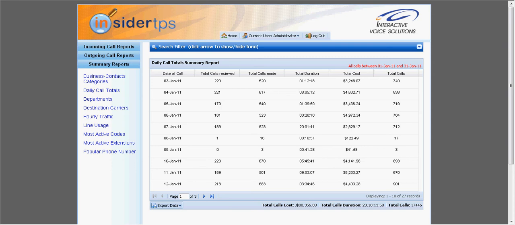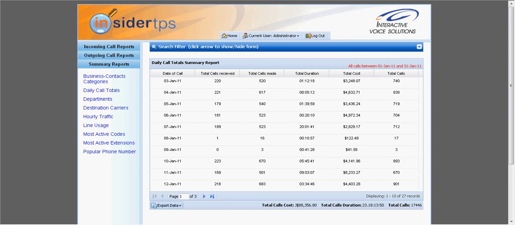Insider TPS displays a host of reports in both graphical and tabular form, and these colorful graphs can help you to spot trends and to inform your business decisions. The reports can also be downloaded into Microsoft Excel for further analysis and distribution to your staff or team members.